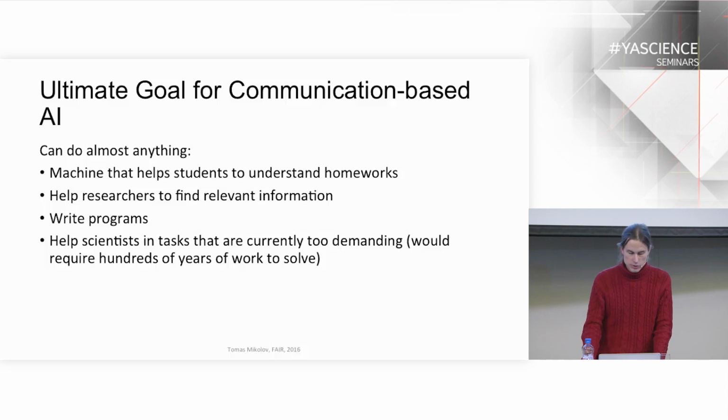So just some examples that I have here: a truly artificial intelligent machine should be able to, for example, help students to understand homework better. So basically help all the people in schools. Millions of people spend years of their life at schools trying to understand plenty of topics, and if they had some private teacher that can help them to understand things better, we would optimize the society in a great way.